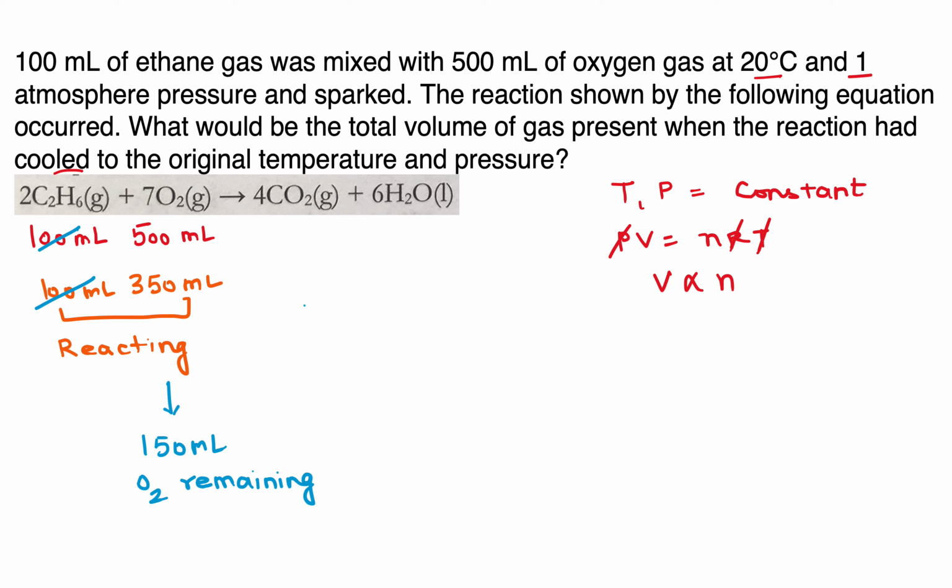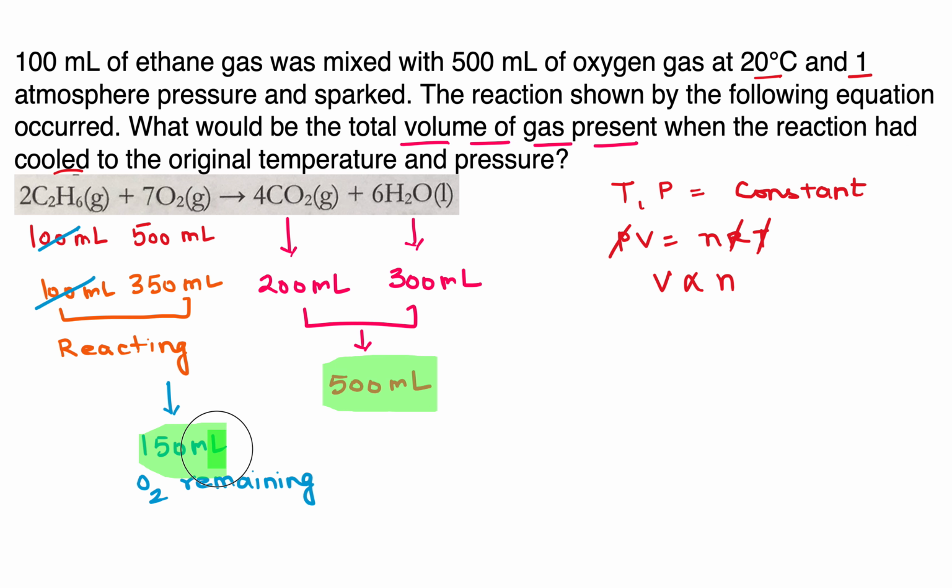Okay, now if you look at the mole ratio, this is 2 and this is 4. So if this is 100, that should be 200. So this should be 200. And if it's 2 to 6, which is 1 to 3, it should be 300 milliliters from 100, right? So this is the total volume of the product, 500 milliliters. But they are asking the total volume of gas present. It includes both reactants and products, which means 500 ml plus 150 ml will give you the total volume, which is 650 milliliters. That will be the answer.